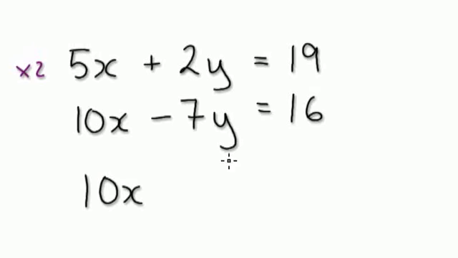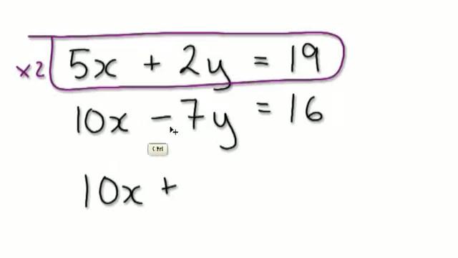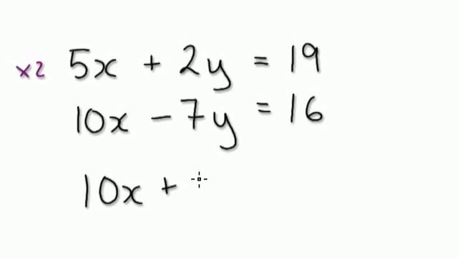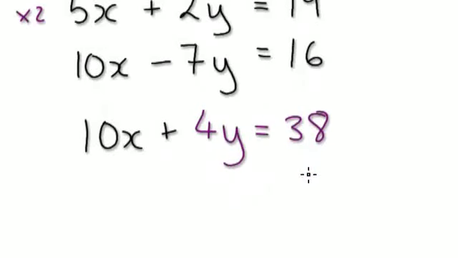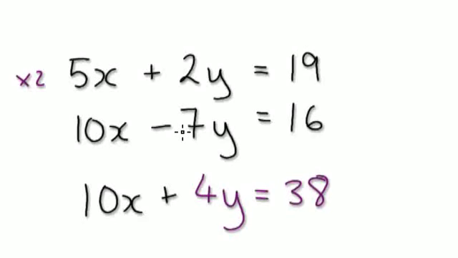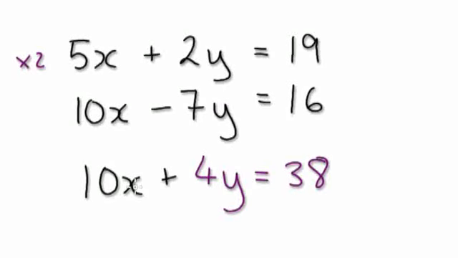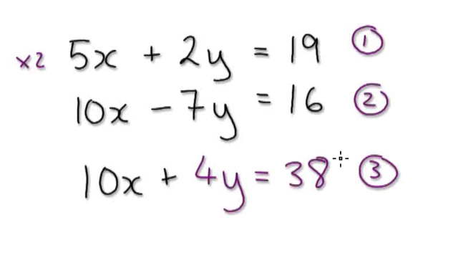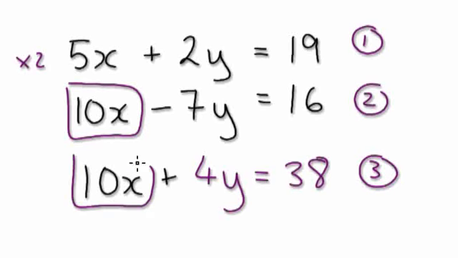10x. Okay, and remember we're going to times this whole thing here by 2. So you're going to have 10x plus 4y equals 38 here. Now let's call this 1, this 2, this equation 3. Now you see 10x here, 10x here.